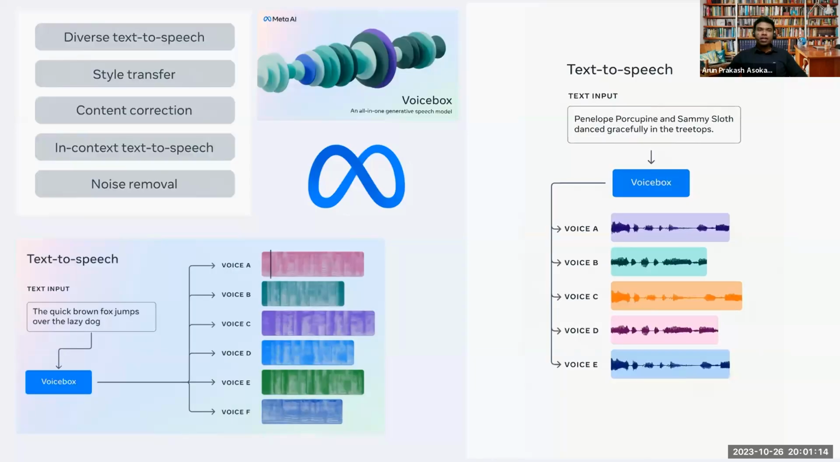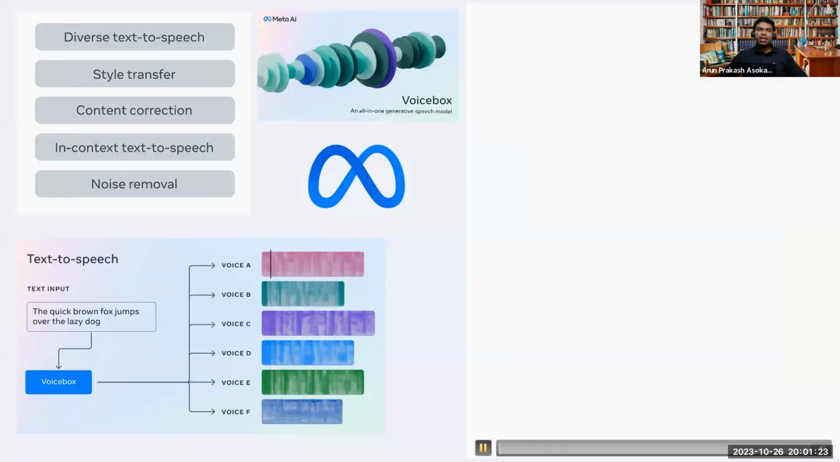Now, if you look at the field of audio, this is going to get really disrupted as well, because Meta has come up with their VoiceBox model where it can do multiple operations.